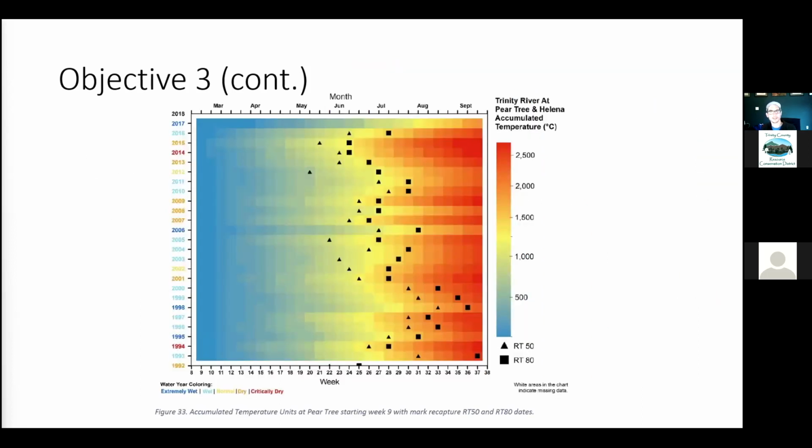So this is basically what the model results look like through that time period. And you can see again that same trend, where once RT80 and 50 turn red, those fish need to be gone. And that yellow to red period is when we see the bulk of the fish moving, completing their migration. That occurs again in early to mid-July, and again, it's only about a 12-week period where this all occurs.